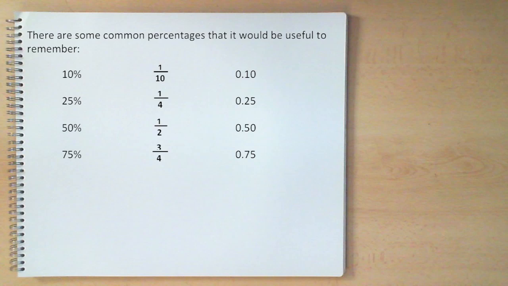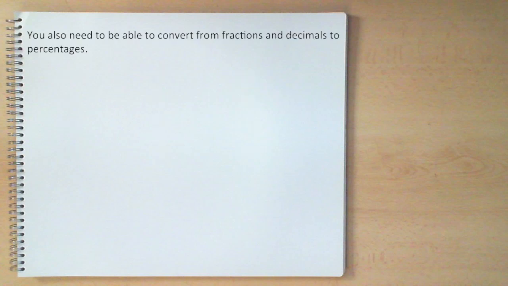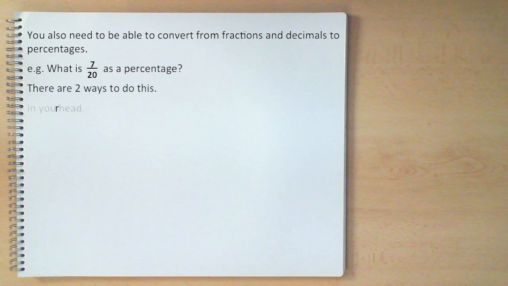You also need to be able to convert the other way around, and so remembering that table is going to help you do that, but also there are arithmetic ways of doing it which are quite simple and straightforward. So as an example, what is 7 out of 20 as a percentage? Well, there are two ways to do this.